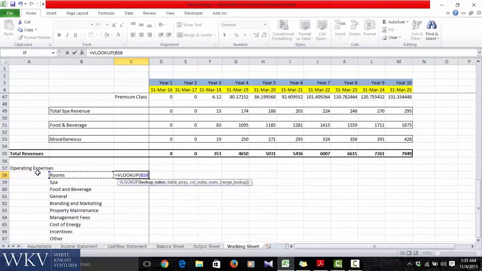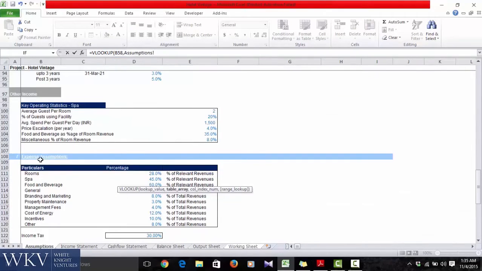For example, the expense for rooms is equal to 28% multiplied by the room revenues. The total operating expenses will be a sum of all the heads mentioned over here.